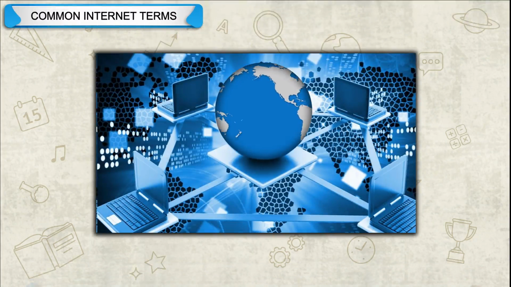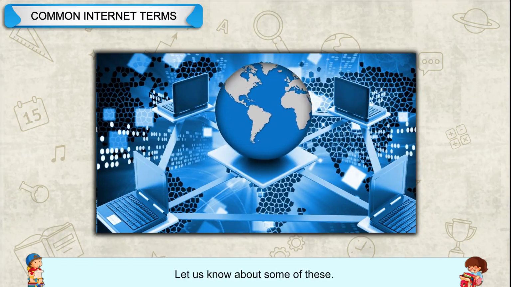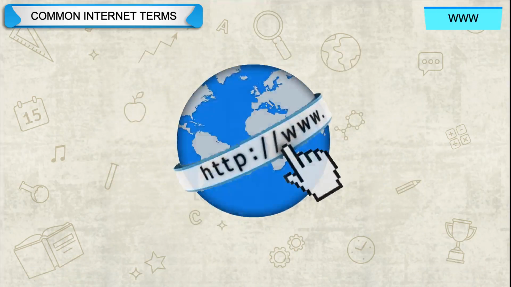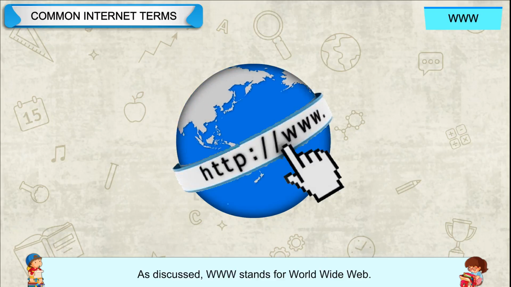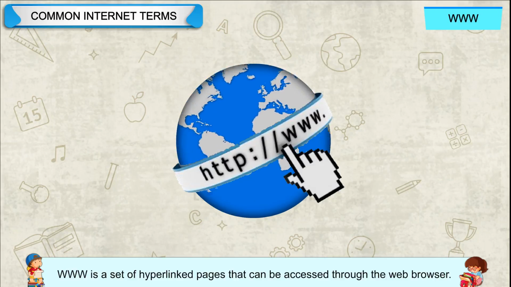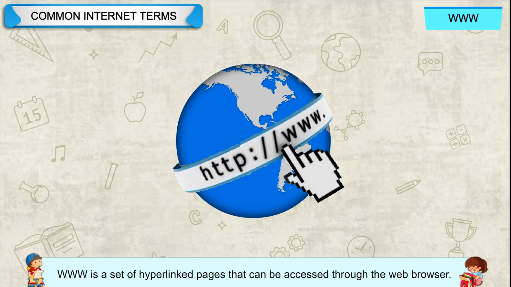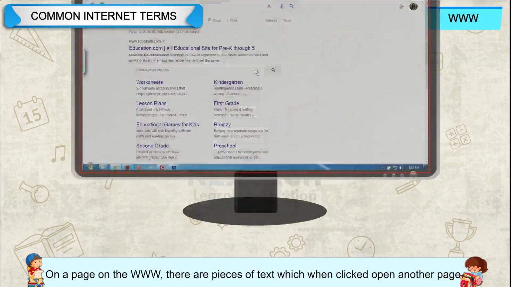Common Internet terms. There are some terms commonly used while speaking about the Internet. Let us know about some of these. www. As discussed, www stands for World Wide Web. www is a set of hyperlinked pages that can be accessed through the web browser.